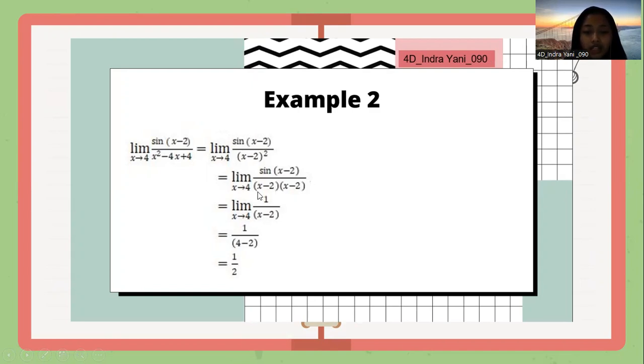We have two factors of (x minus 2) because this is squared. Then the new function is the limit as x approaches 4 of 1 divided by (x minus 2). Then we have 1 divided by 4 minus 2, and the last solution is 1 divided by 2.